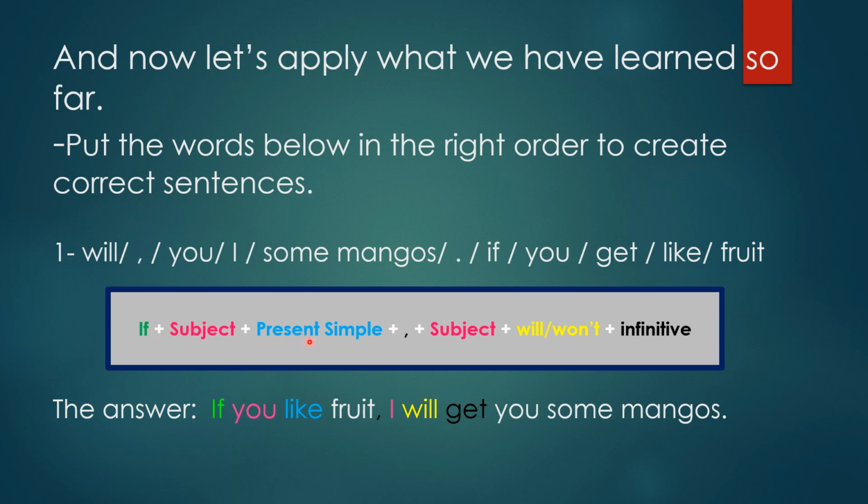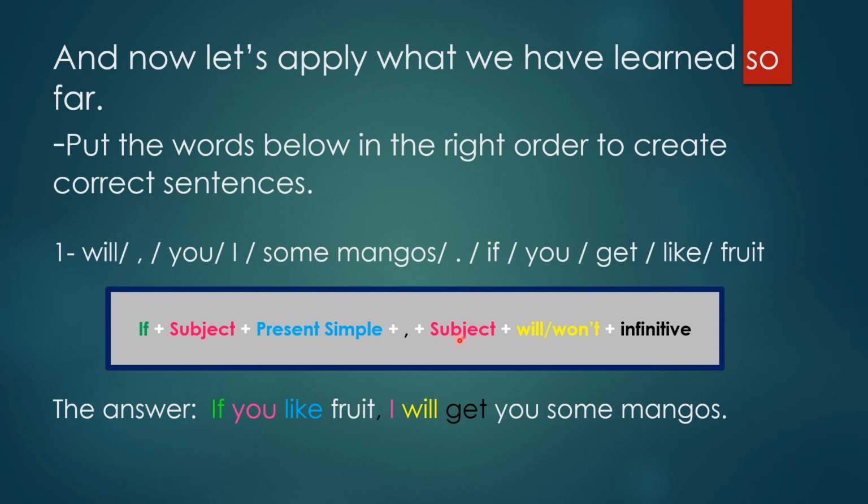I have now to find a present simple verb, so which is verb 1. Okay, so I have two verbs, get and like. Let's try like. If you like, then okay, so we have to make sense out of this clause. So if you like fruit, then comes the comma.